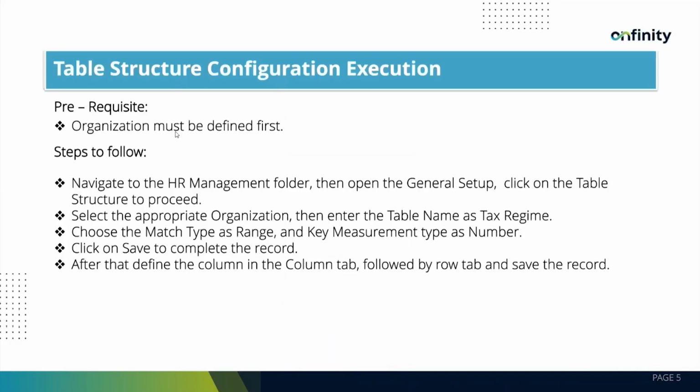First, ensure the organization is defined. To continue, navigate to the HR Management folder, go to General Setup, and then click on Table Structure to proceed. Select the organization, enter the table name as tax regime, then enter the search key, set match type as range, and key measure type as number. Finally, save the record.